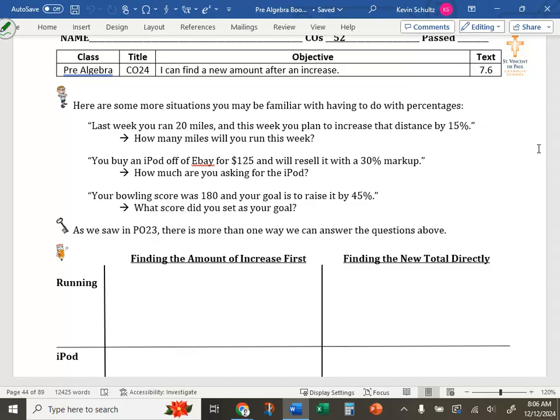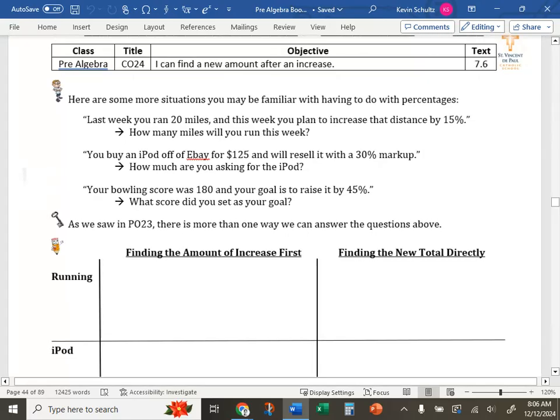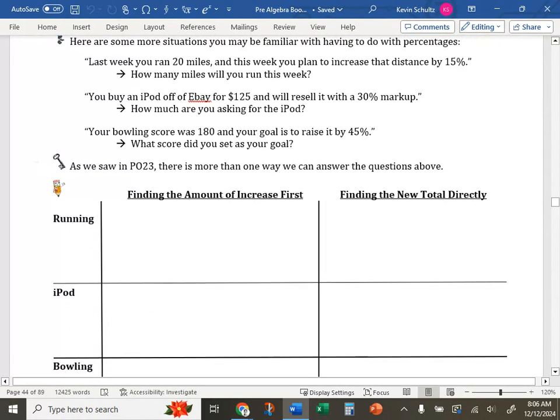Okay, CO24. Finding a new amount after an increase. This is like when you go someplace and you buy something and it says 99-cent menu, dollar menu, or whatever, but it ends up costing like $1.07 because of tax. Or if something is marked up or there's a tip on something, this is how that is calculated. So this is finding a new amount after an increase, and we're typically talking about taxes, tips, things like that.